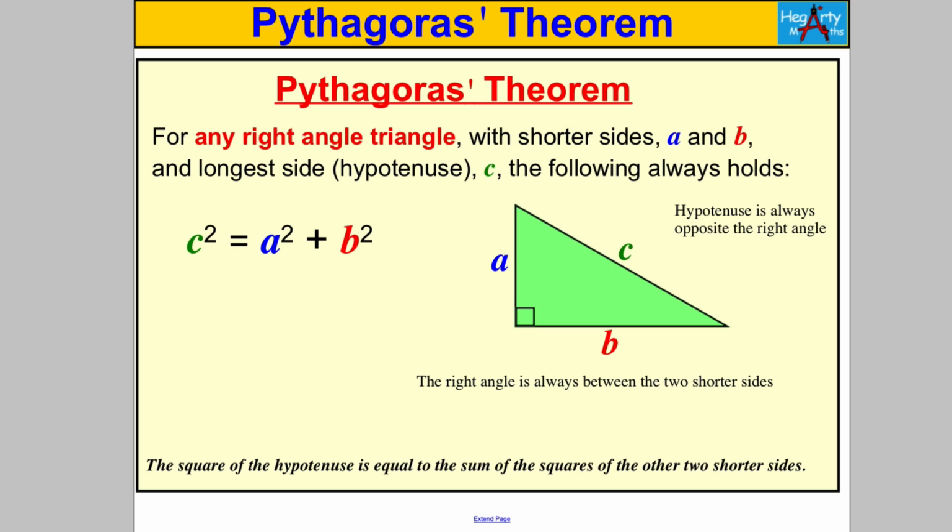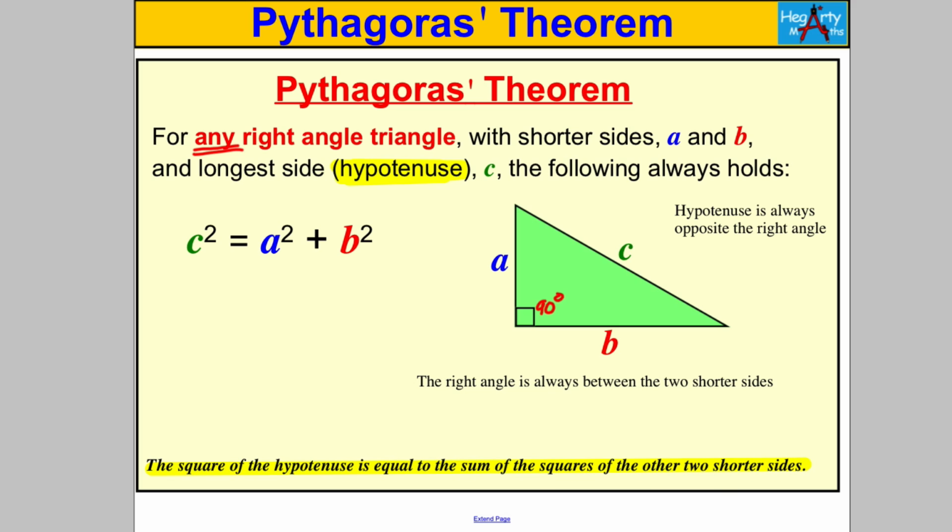So, for any right angle triangle, as long as it's a right angle triangle, it's got 90 degrees as one of the angles, and it's got shorter sides A and B, so it doesn't matter what A and B are, as long as A and B are the two shorter sides, and longest side C, which we call the hypotenuse, and it's very important you remember that the hypotenuse is the longest side of a triangle, it is always true that this holds. C squared, the hypotenuse squared, is equal to A squared plus B squared. And sometimes we say the square of the hypotenuse is equal to the sum of the squares of the other two sides.